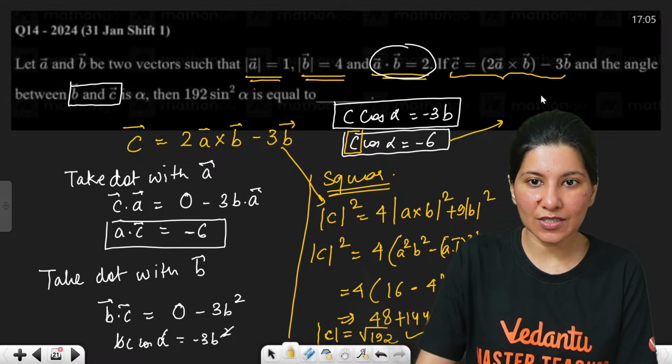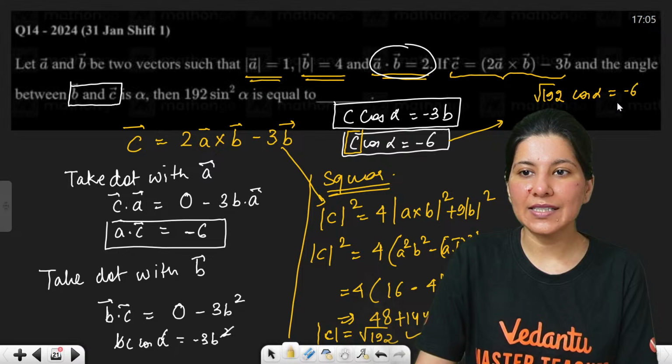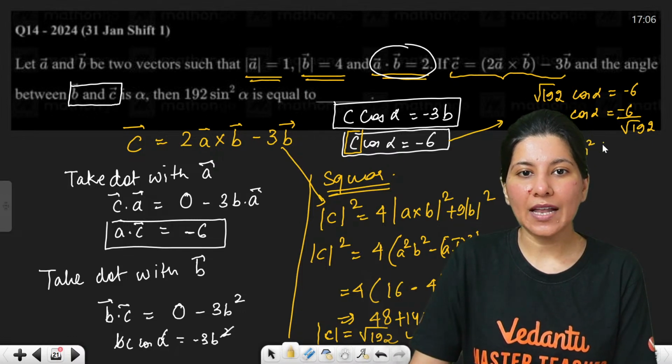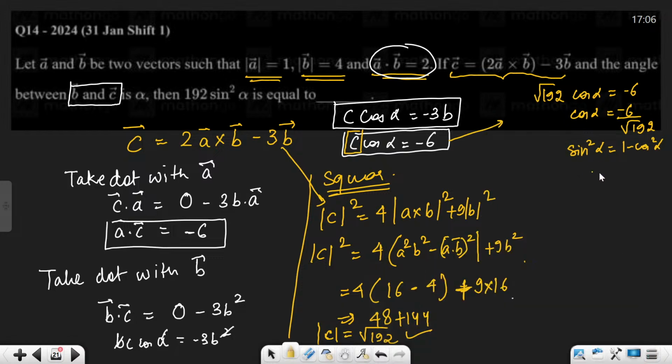From here I can just write root 192 cos alpha is equal to minus 6. Cos alpha we are getting is minus 6 by root 192, and sine square alpha is equal to what? 1 minus cos square alpha. So what you will get is 1 minus 6 by 192. So this is going to become 186 by 192. So 186 is what we are getting?